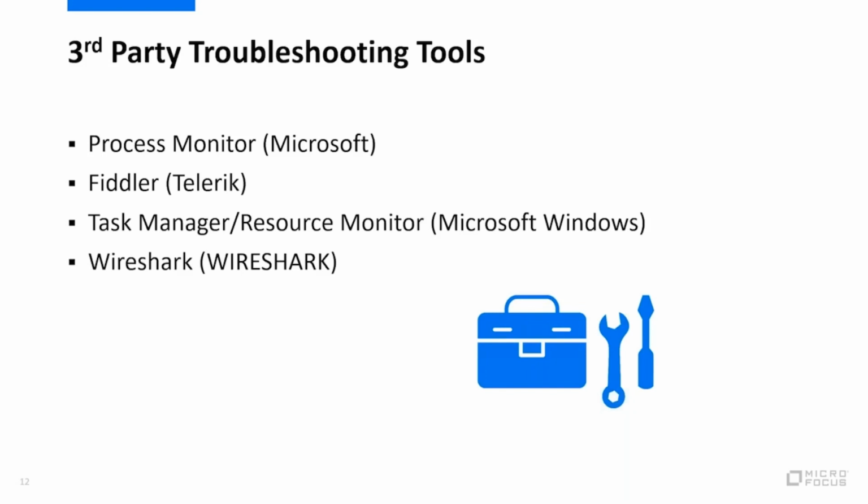And the last one is Wireshark. Wireshark is used for tracing network activities, which is network traffic, and is used more when we suspect there's a network issue, and we can use that for getting more information.